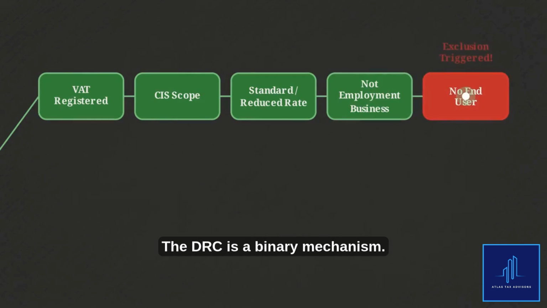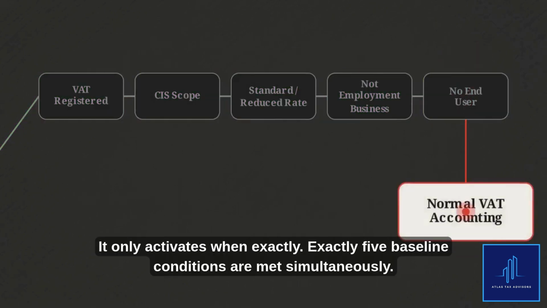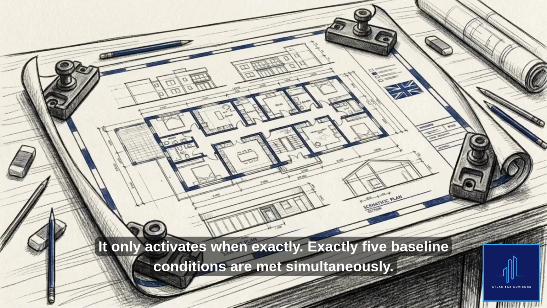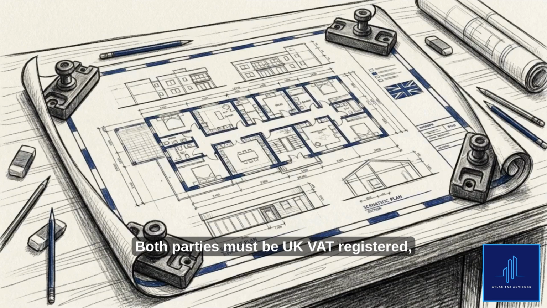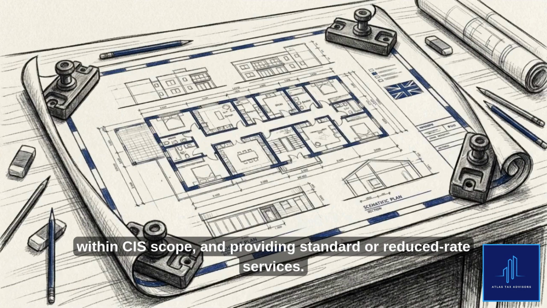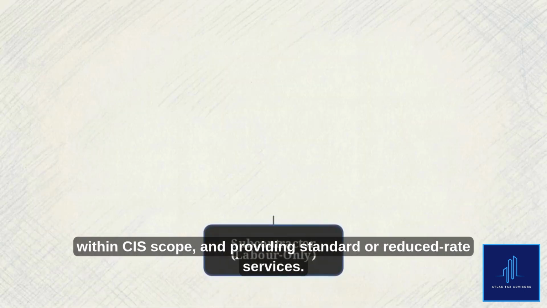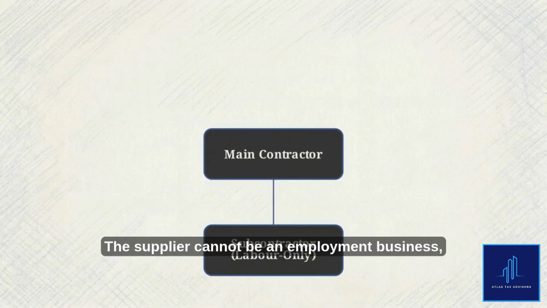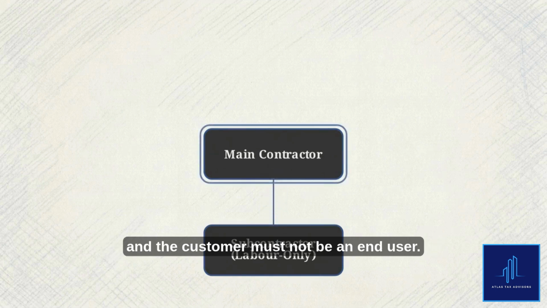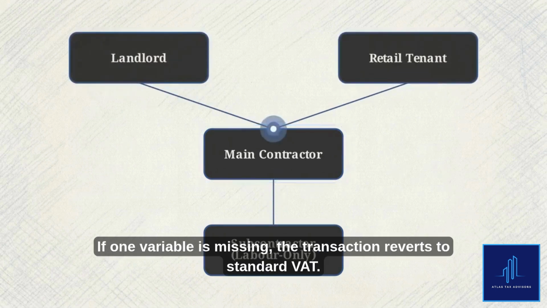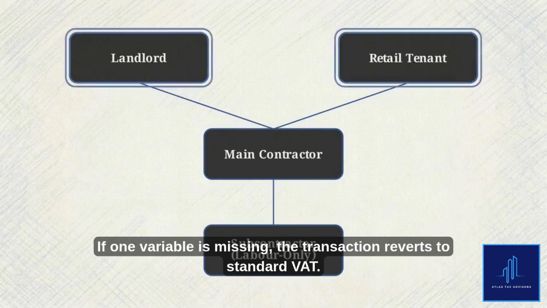The DRC is a binary mechanism. It only activates when exactly 5 baseline conditions are met simultaneously. Both parties must be UK VAT registered, within CIS scope, and providing standard or reduced rate services. The supplier cannot be an employment business, and the customer must not be an end user. If one variable is missing, the transaction reverts to standard VAT.